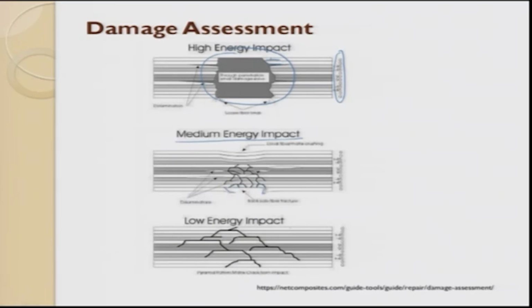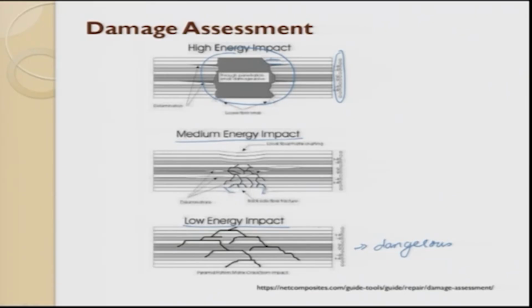At a very low energy impact, there is no damage seen on the top, and there is no damage seen on the bottom. It is only the crack which grows all inside, and it is very hard to find out, but it is a low energy impact. These are dangerous. Many times these are cracks which are not visible, and they keep growing over a period of time.